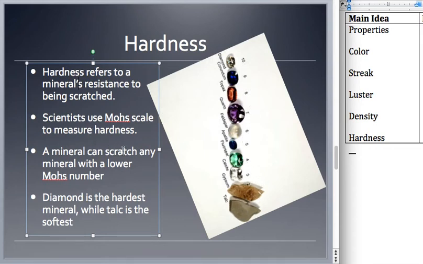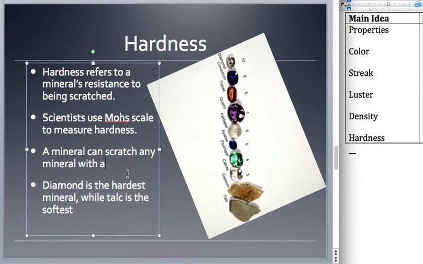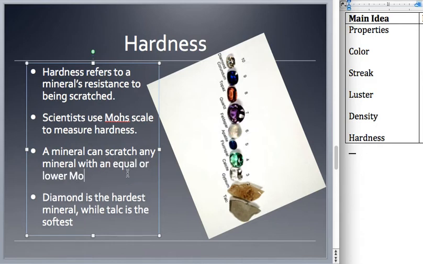Any mineral can scratch a mineral with an equal or lower Mohs number. So a diamond can scratch another diamond, but topaz cannot scratch diamond or corundum. Only the minerals equal or below it. So hardness can be really useful for giving us an idea of what the mineral is.